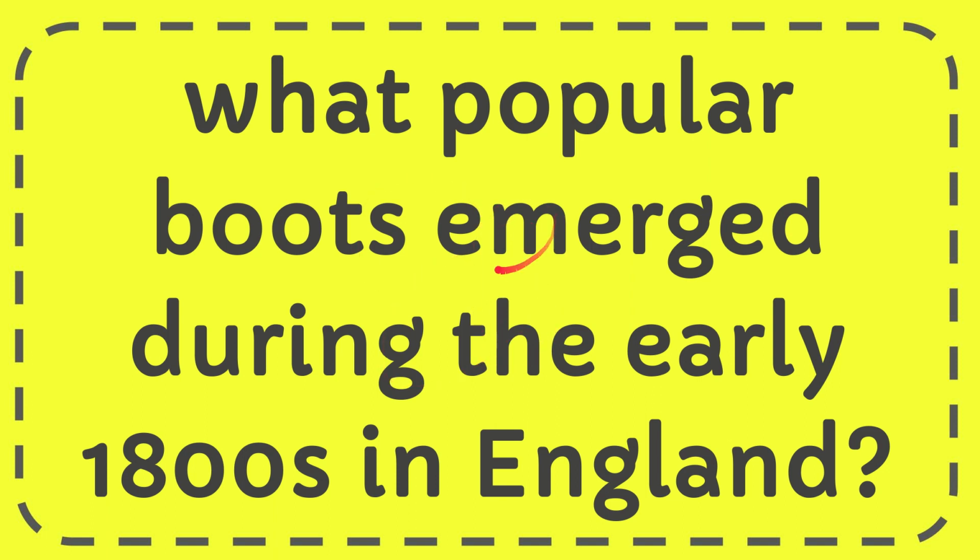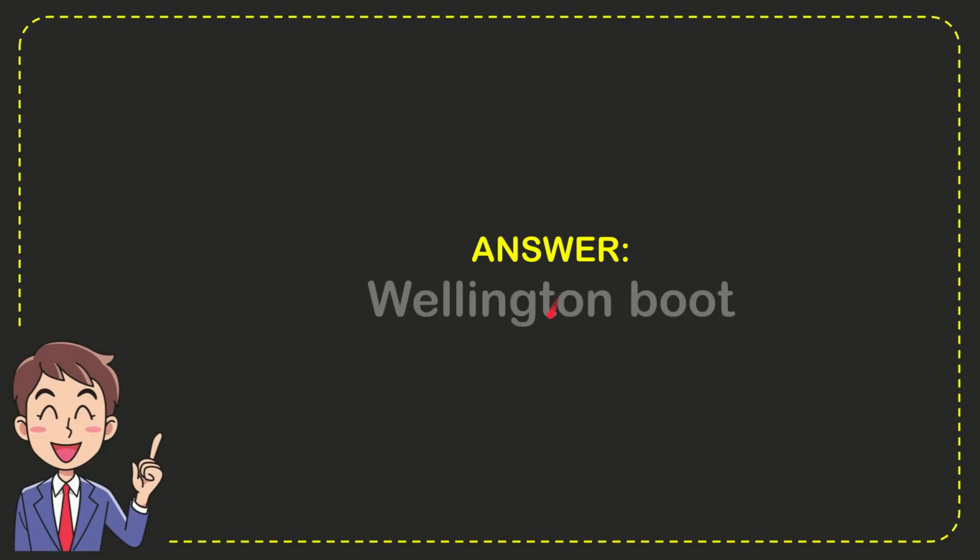In this video, I'm going to give you the answer for this question, and the question is, what popular books emerged during the early 1800s in England? Well, I'll give you the answer for this question, and the correct answer for the question is Wellington Book. Well, that is the answer for the question, Wellington Book.